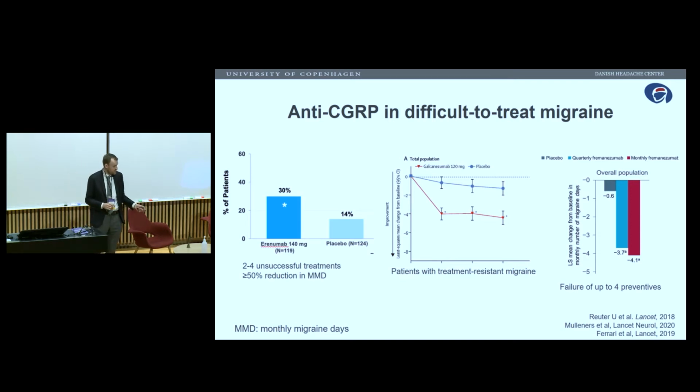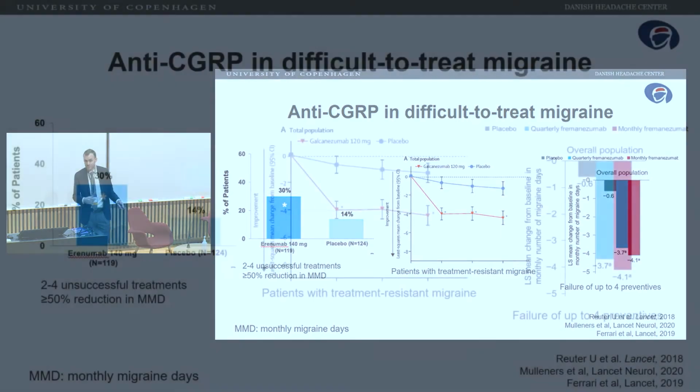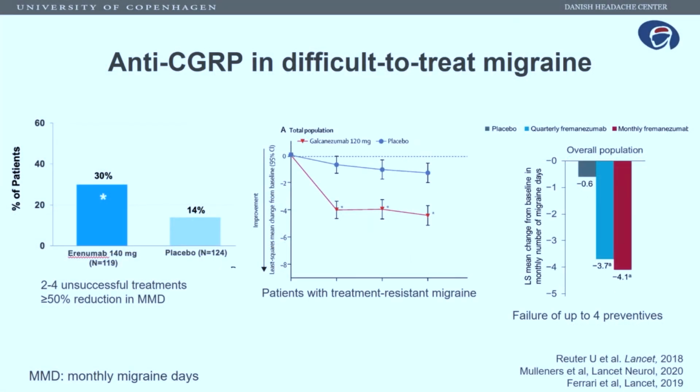But erenumab, in the first panel, is effective in these difficult to treat migraines compared to placebo. The same for galcanezumab in the middle, and the same for fremanezumab in this third one. Yes. Yeah, on the right hand side.